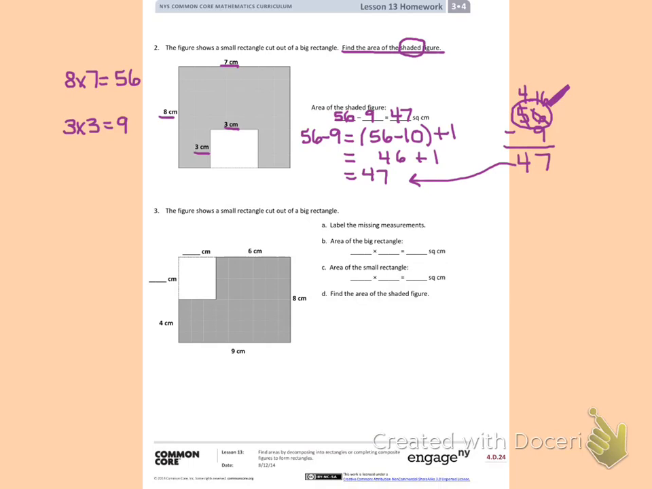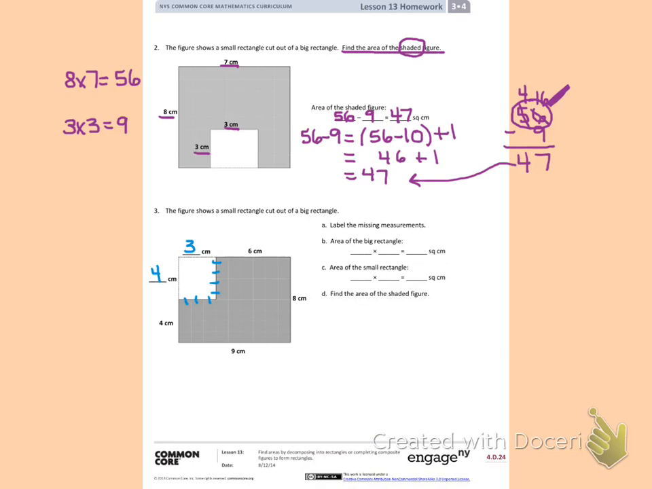Now let's look at item 3. It says, the figure shows a small rectangle cut out of a big rectangle. A. Label the missing measurements. Okay, let's do that now. In order to figure out what the missing measurements are, I should go ahead and count the rows and columns. There are 1, 2, 3, 4 rows, so I'll put that here. And 1, 2, 3 columns, so I'll put that here. Okay, I did item A.